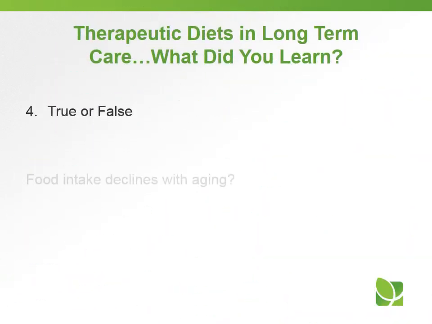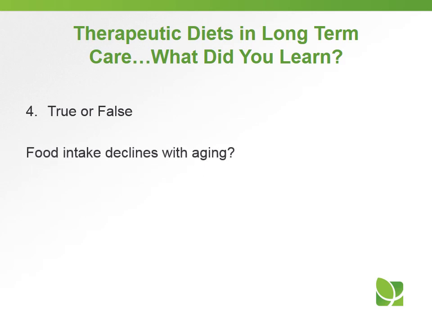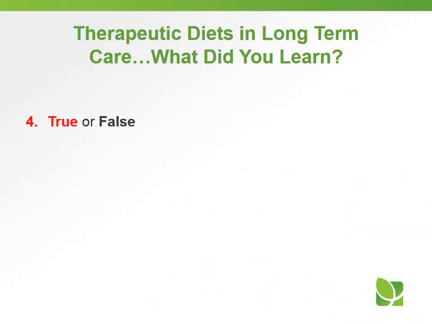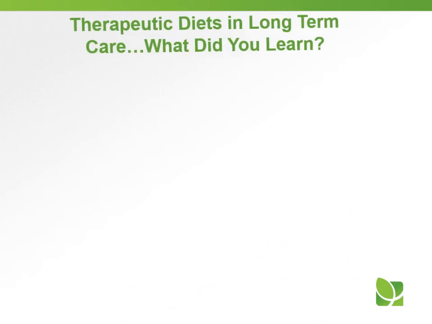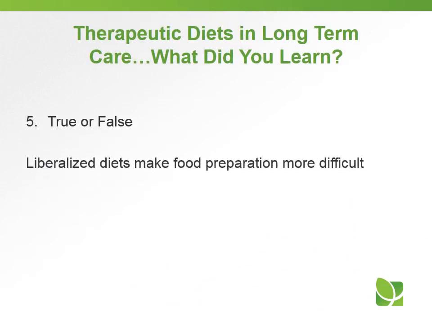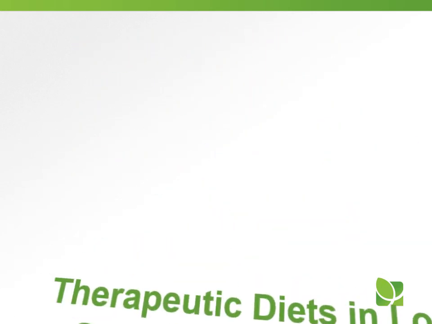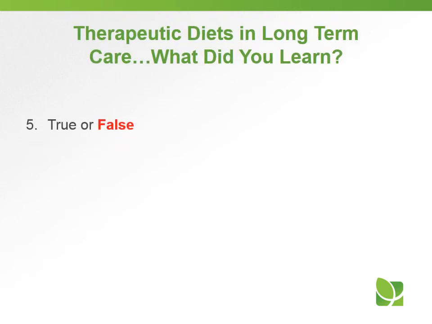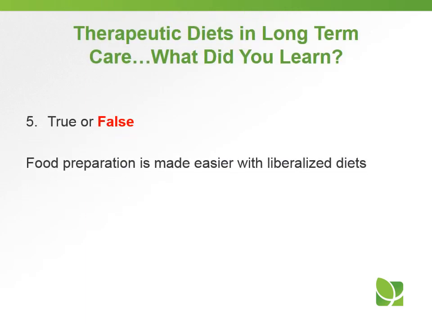Question 4, true or false? Food intake declines with aging. The answer is true. As we age, our appetite naturally declines. Question number 5, true or false? Liberalized diets make food preparation more difficult. The answer is false. Food preparation is made much easier when dealing with liberalized diets.